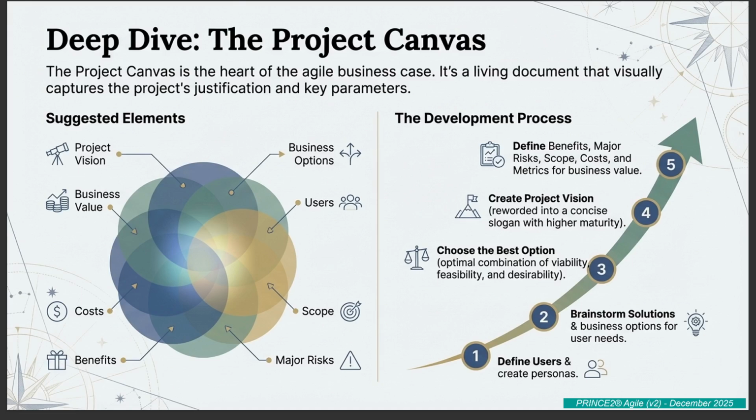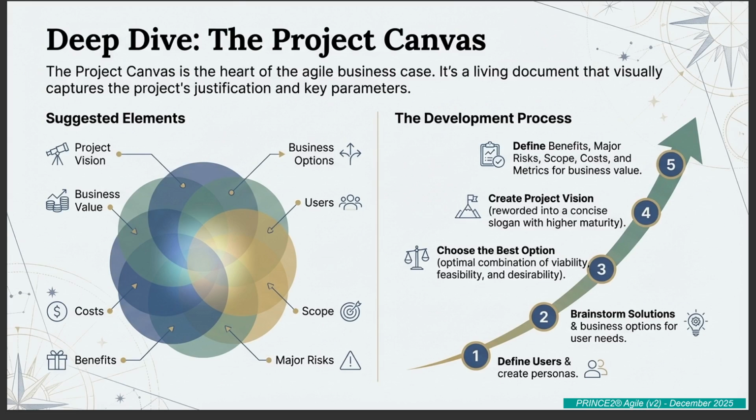Now let's talk about how you actually build this thing. It's not created in a vacuum, right? There's a 5-step collaborative process. Yes, and the sequence is really important because it ensures the whole thing is user-led. Step 1. Define users and create personas. Always start here. If you don't know who you're building for, you can't define value.